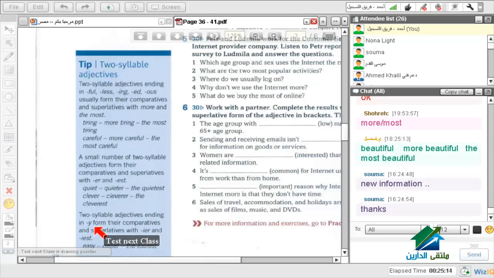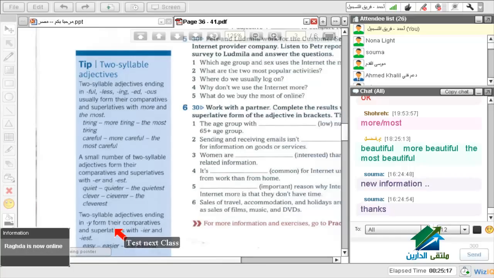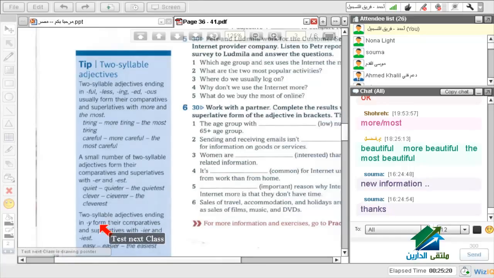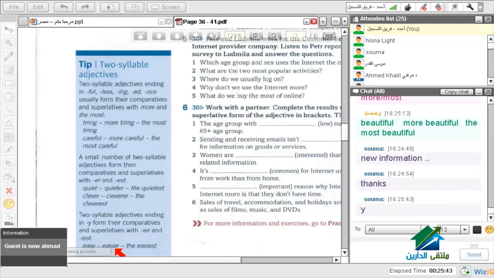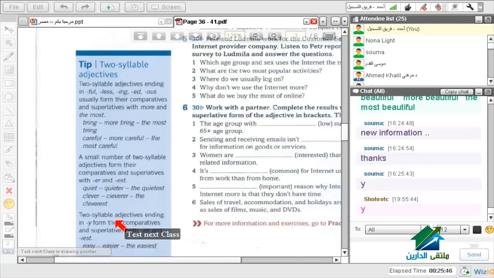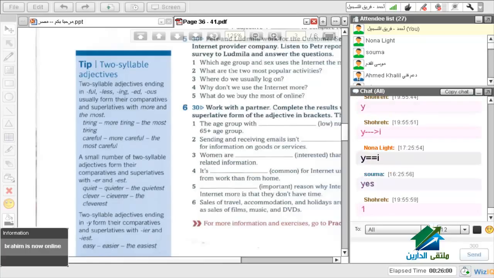Two-syllable adjectives ending in Y form their comparative and superlative with ier and iest, like easy. Ends with Y, will be easier, so you change the Y into I. The easiest. Okay, just hold on, please.